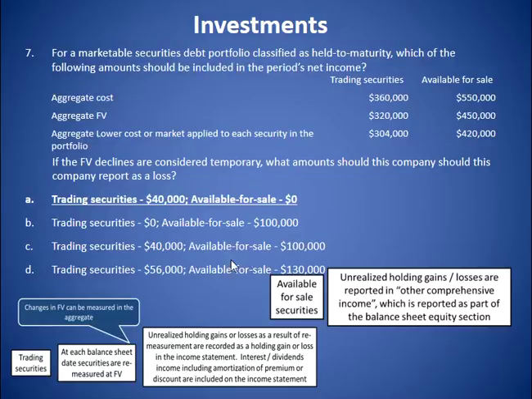Okay, and the answer to number 7 is A. Trading securities would show $40,000, and available for sale securities would show 0. And remember, the trading securities are going to be remeasured between cost and fair value at the balance sheet date. So that'd be $40,000. In the case of the available for sale securities, although there is a change in the fair value, that change is taken as an unrealized holding gain or loss. It's reported in other comprehensive income, which is not part of the income statement. So that's why it would be 0 for number 7.